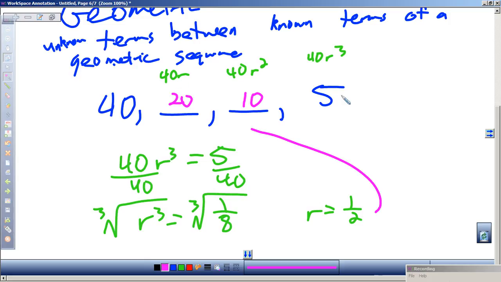Now if there were 10 terms, between these we'd have to multiply by r, and end up with r to the 10th. But we still follow the same process.